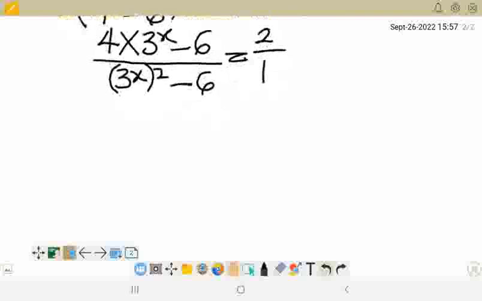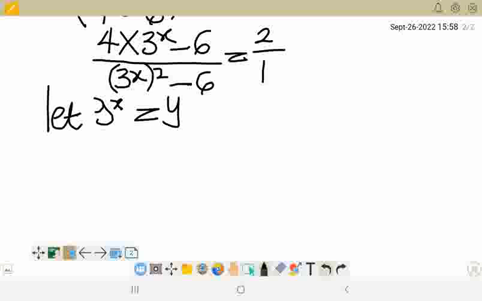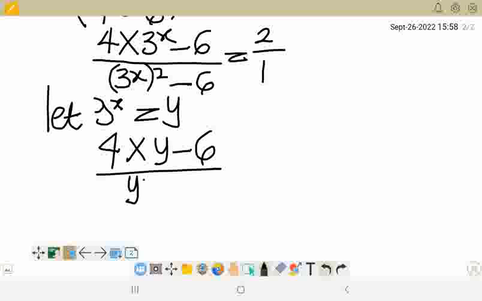Now as you can see from here, 3 raised to the power x is common. So we're going to say let 3 raised to the power x equal y. Anywhere we see 3 raised to the power x, we substitute y. So we have 4y minus 6 over y squared minus 6 equals 2 over 1. The next thing we have to do here is to cross multiply.